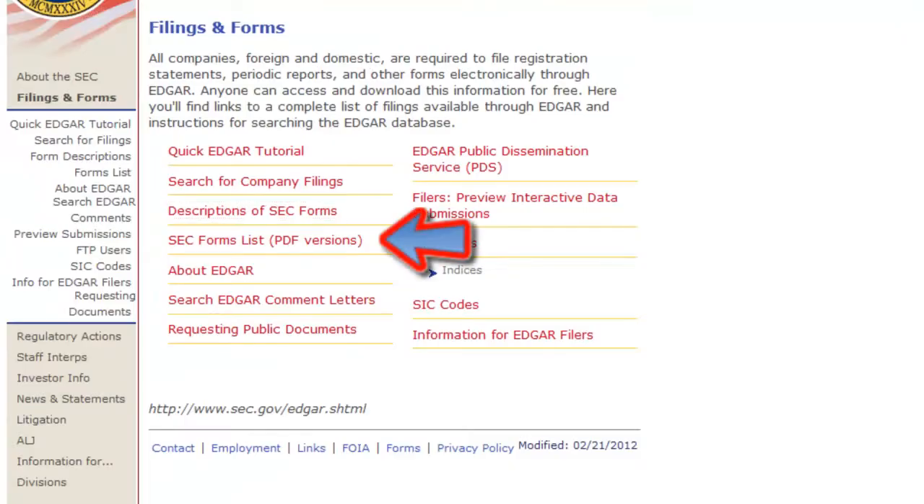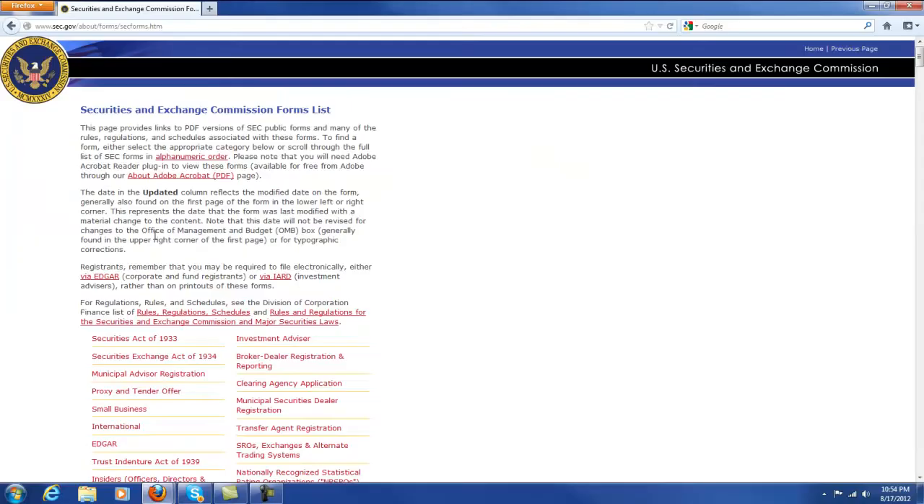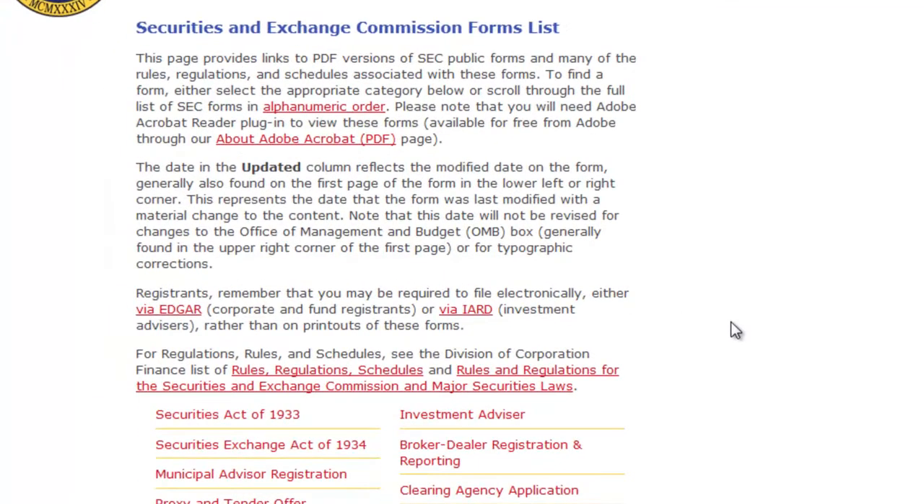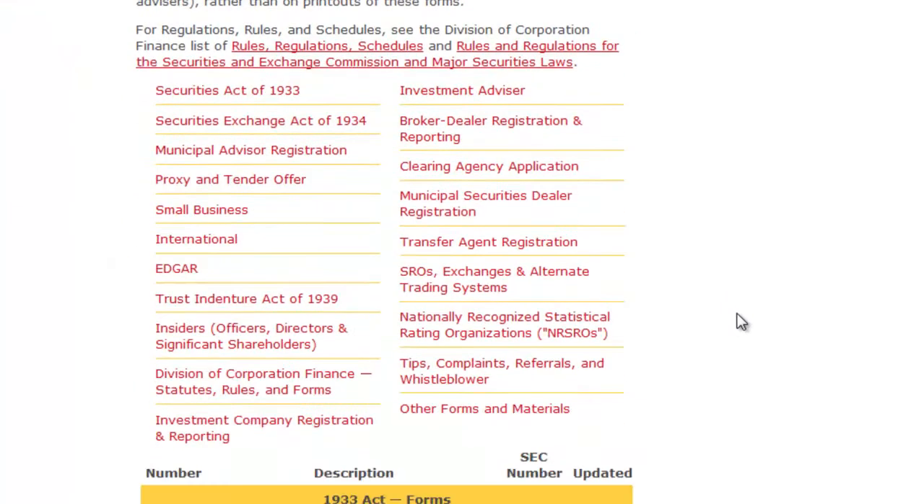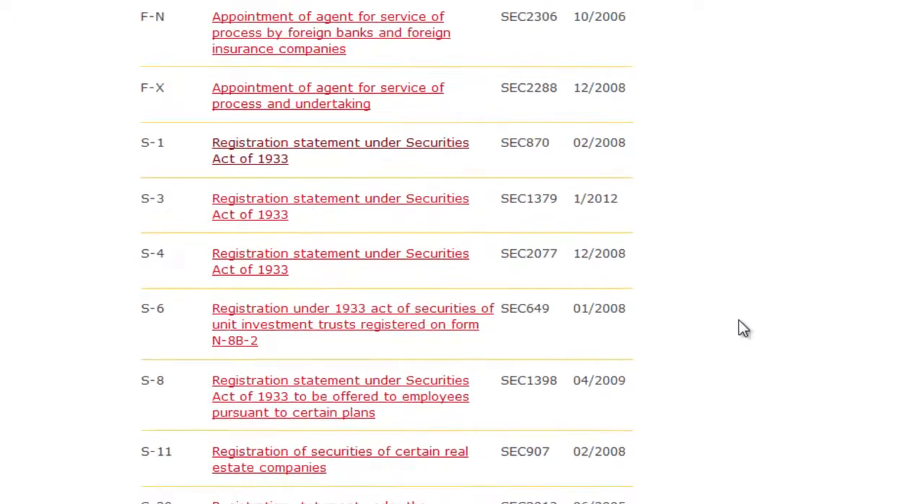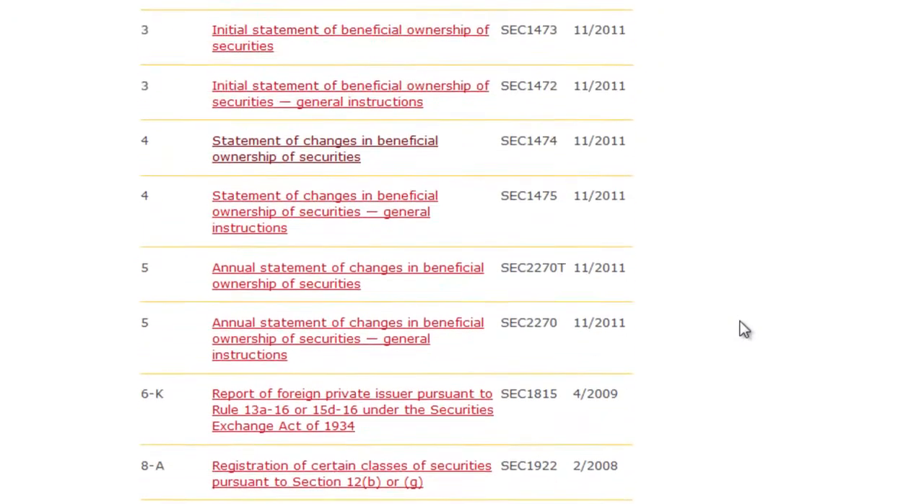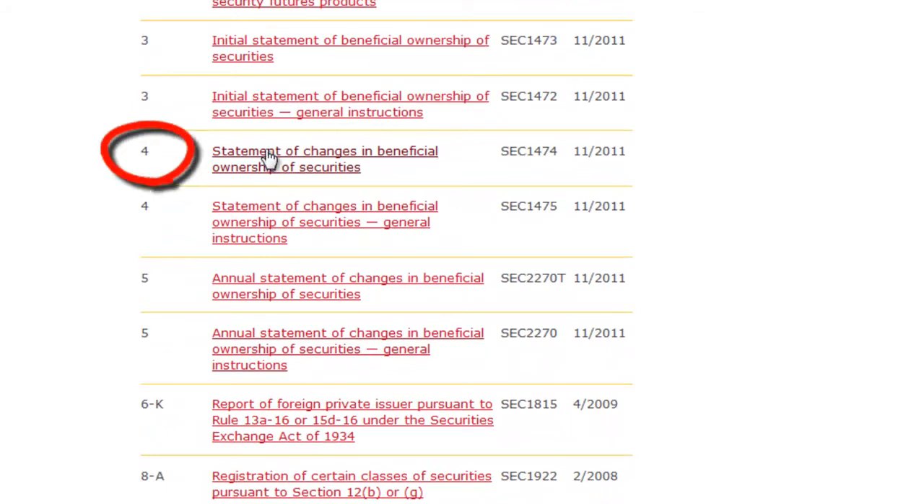The fourth option that we have available is the SEC Forms List. And this is different from the previous link that we accessed, which was descriptions of SEC forms. When you click on this link, you will be taken to a page where you can access all the forms in a PDF format. So let's go ahead and scroll down to a form that you might be familiar with, Form 4.